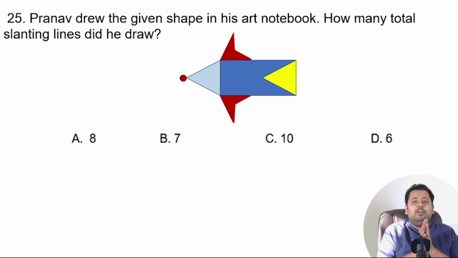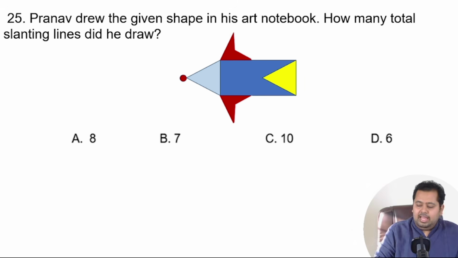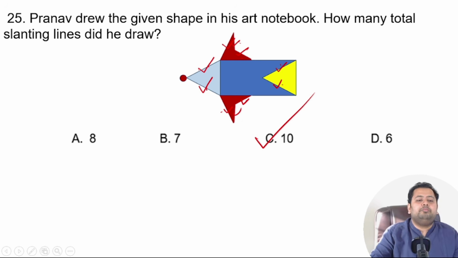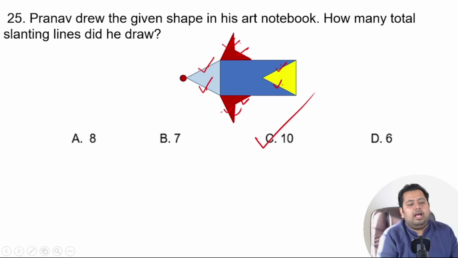Great. I hope you would have got the answer correctly. Again, if you just start counting the number of slanting lines, you have one slanting line over here, one slanting line over here, there is one here, and one here. There are three slanting lines over here and two over here. Now, if you count, there's 1, 2, 3, 4, 5, 6, 7, 8, 9, and 10. The correct answer is option C, that is 10. So there are 10 slanting lines in the given figure.